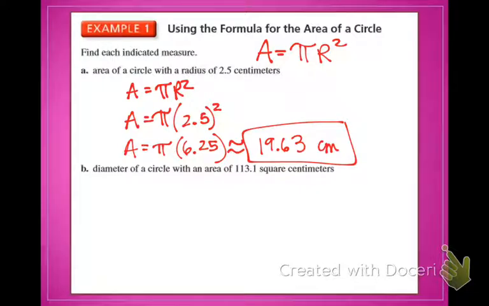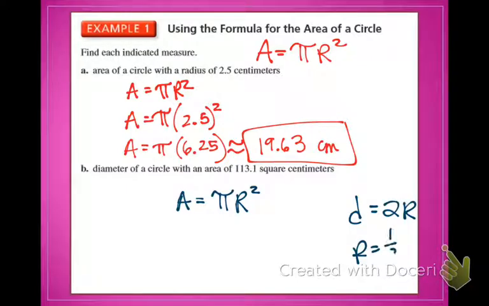Okay, letter B. Find the diameter of a circle with an area of 113.1 square centimeters. So since they gave you the area, you're going to use the area formula. There is no area formula with diameter, so we're going to have to find the radius first. What relationship does the diameter have with the radius? The diameter is double the radius. The radius is half the diameter. So we're going to find the radius first.